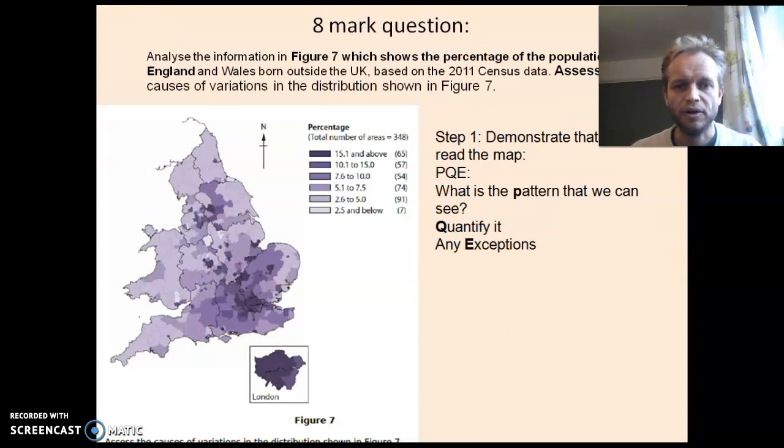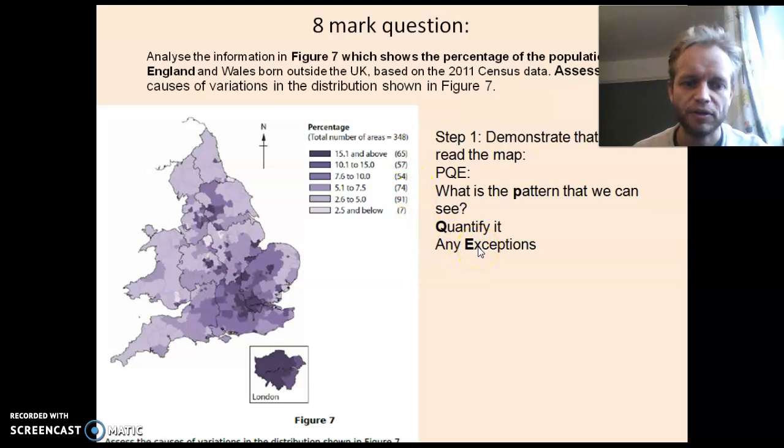So this is the actual map that we're looking at, and as I said, you'll need to be able to engage with this. In your answer, you're going to firstly start off by talking about what the pattern is. So where are the concentrations of migrants and where are there fewer migrants? You might think about a couple of patterns that occur here. Then you're going to quantify it. So you're going to use the key and give us some statistics, not only the key in terms of the percentages, but also think about the number of areas that have that level of immigration. And then finally think about any exceptions.